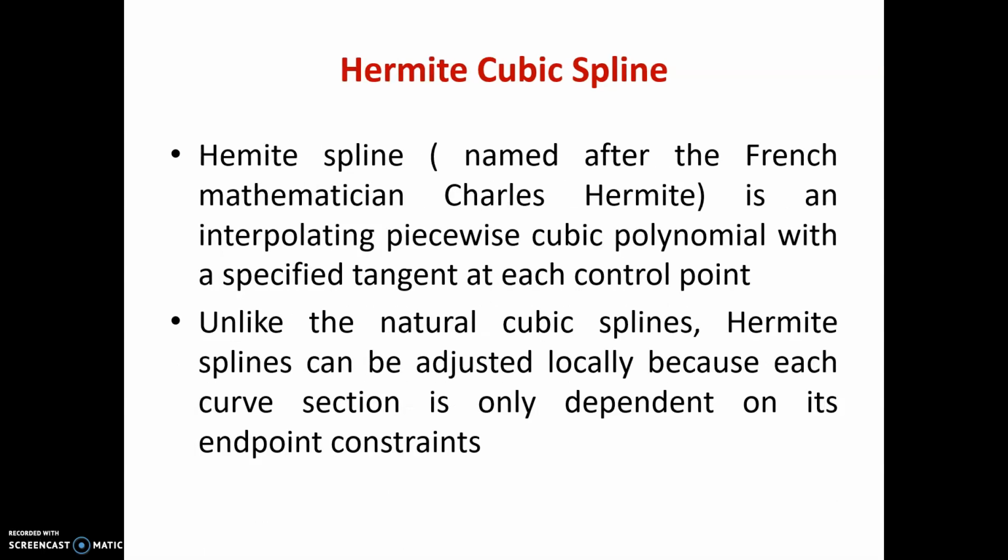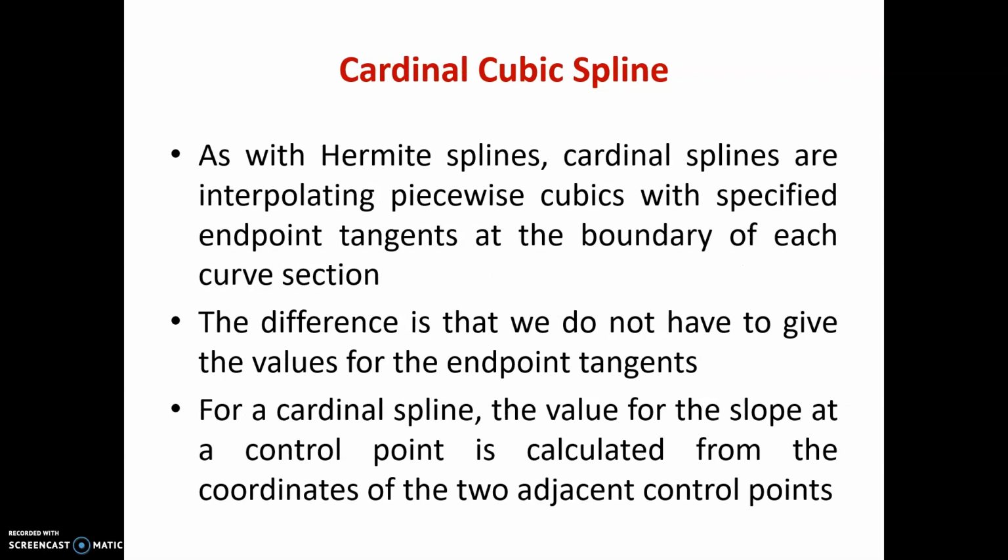Next, Hermite cubic spline. Hermite spline is named after the French mathematician Charles Hermite, and it is an interpolating piecewise cubic polynomial with a specified tangent at each control point. Unlike the natural cubic splines, Hermite splines can be adjusted locally because each curve section is only dependent on its endpoint constraints.